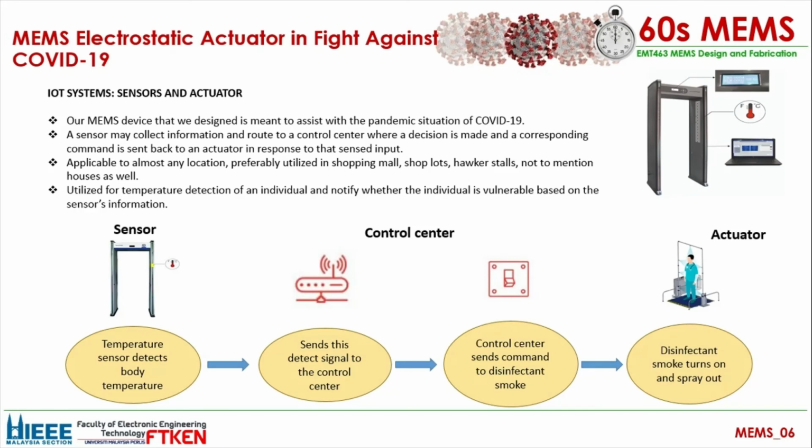This device is applicable to almost any location, utilized in shopping malls, shop lots, hawker stores, not to mention houses as well. It helps with temperature detection of an individual and notifies whether the individual is vulnerable based on the sensor information. At first, the temperature sensor detects body temperature. Then it sends this detected signal to the control center. After that, the control center sends commands to the disinfectant smoke. The disinfectant smoke turns on and sprays out.